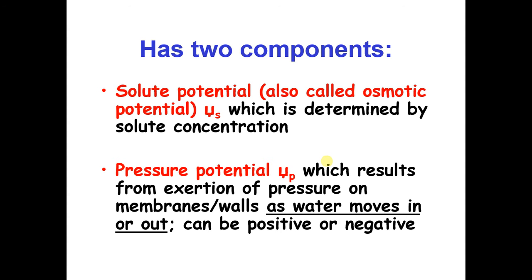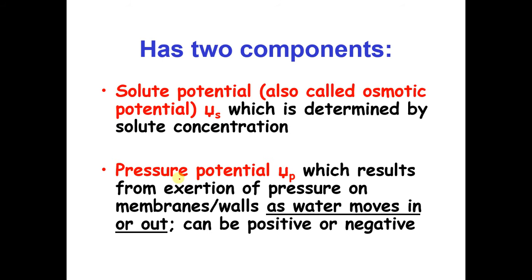So there are two components, and if you're looking at your AP Biology formula sheet, maybe in a different tab on your computer, you can see it has what is called the solute potential, also called the osmotic potential, and the symbol for that is psi sub s, which is determined by the solute concentration. So that's how much stuff is dissolved in the water. The more things that are dissolved in the water, the more negative the solute potential will be.